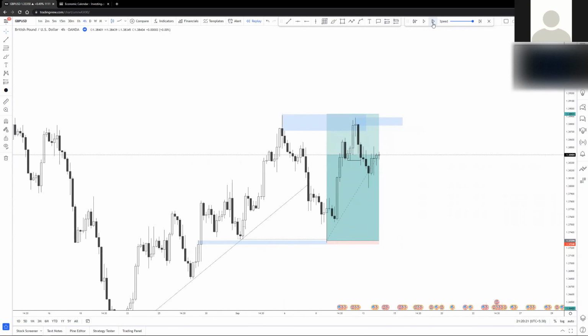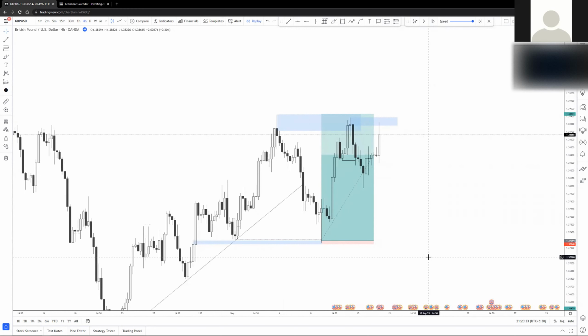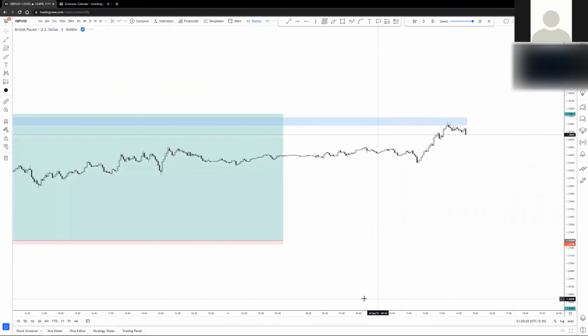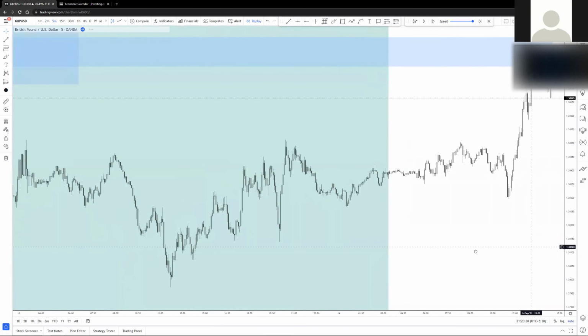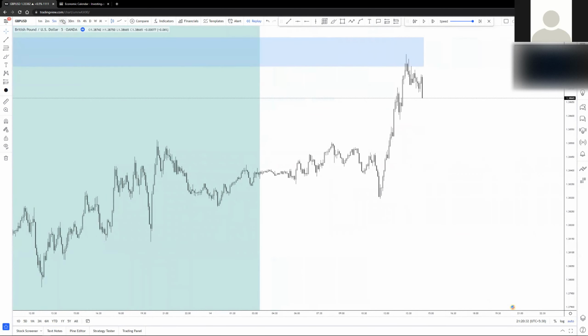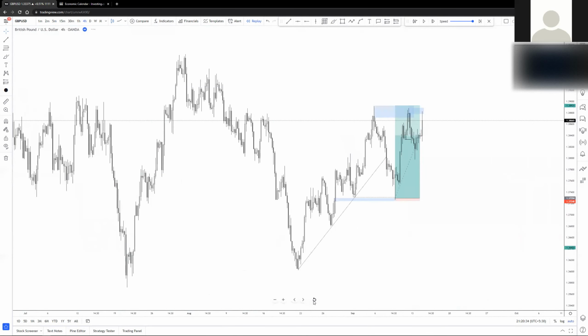So what happened? Now price is going up, and look at the rejection. Look at the rejection when price gets into these levels. Why? Inducements. It's dropping. More and more traders are getting in.